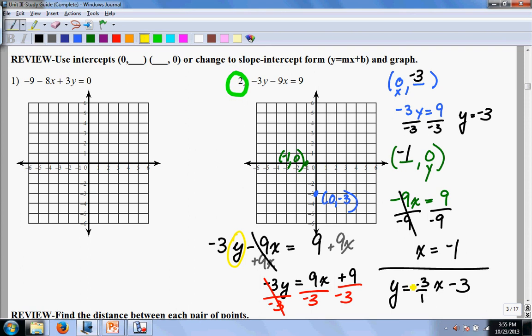Now, if we were to graph this, you start at the negative 3 for the y-intercept, which we already have, and it's a down 3 over 1, so down 3 over 1, or you can go up 3 over 1 to the left because it's negative. Either way, you're going to get the exact same line. So if you look, the intercepts work and solving for y works. There's your line right there.